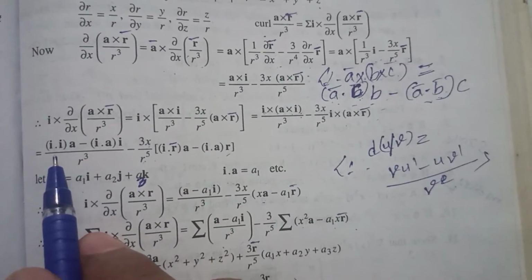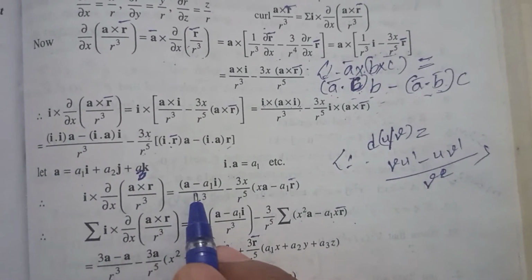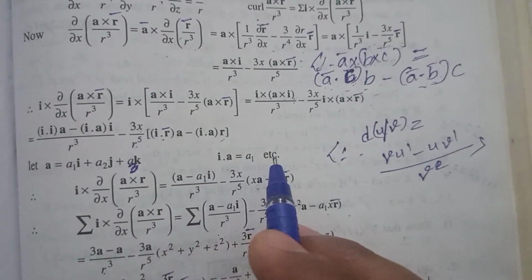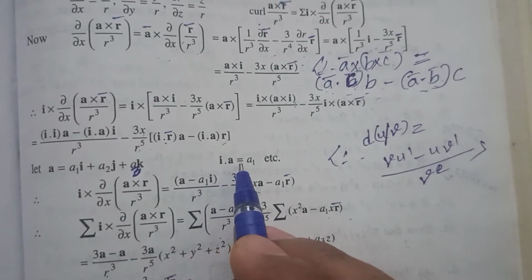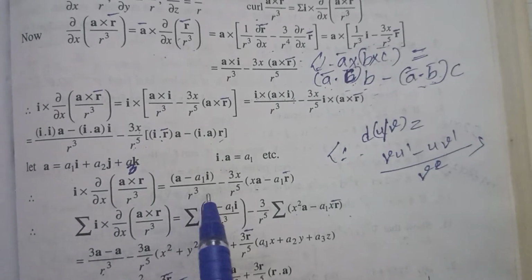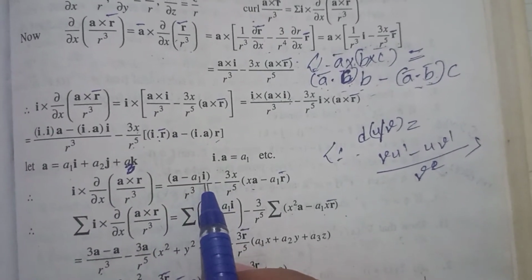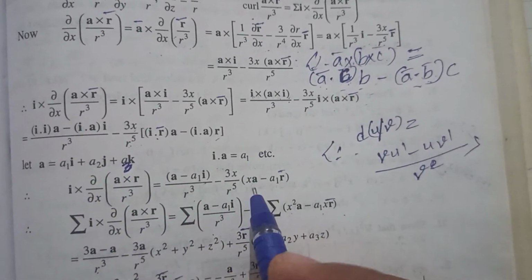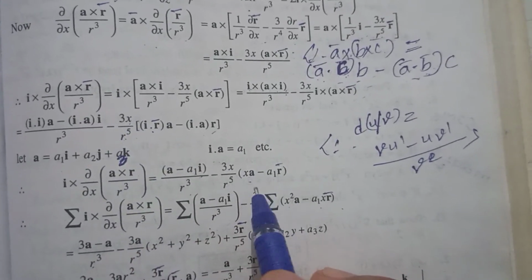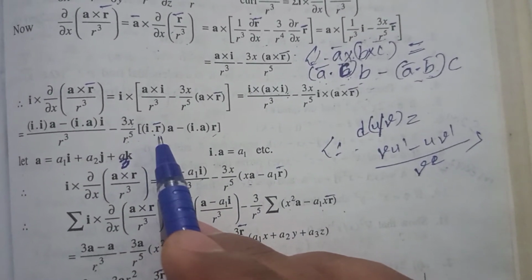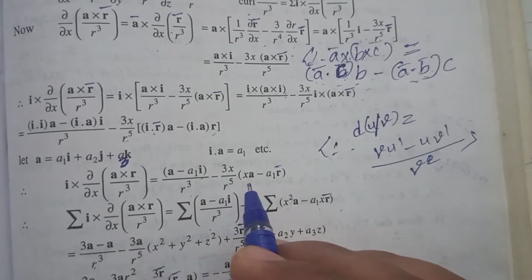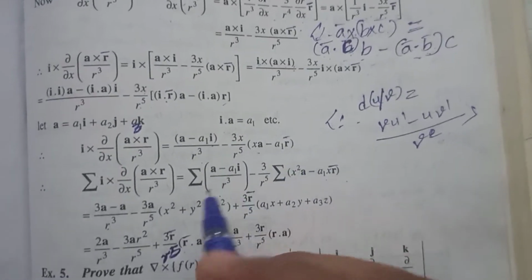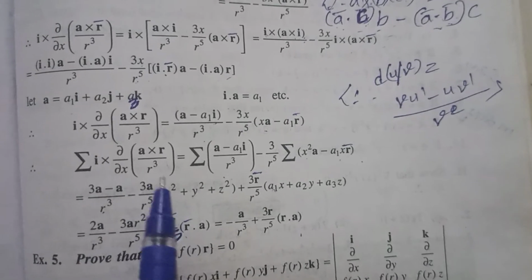You see, î dot î we know very well is 1. So î dot A I already explained to you. î dot A is a1. I already explained to you at the starting of this theorem. a1 by r³. Here A is a1 î plus a2 ĵ plus a3 k̂, minus 3x by r⁵. î dot r̄ also I explained, we will get x. A minus î dot A means a1 r̄. So now we are going to apply the summation for this one.